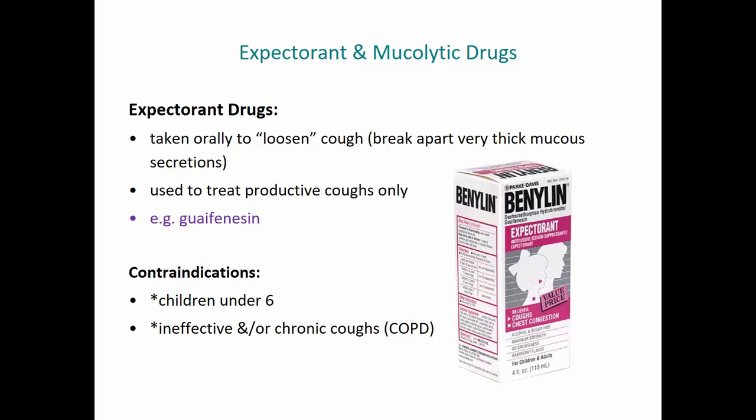The third type of medication that will treat cold symptoms are expectorants. Expectorant drugs are taken orally, and they loosen up the mucus secretions that are in the respiratory passageway and make them more easily expelled. So a person that has a productive cough and lots of mucus and that heavy chest feeling could take an expectorant drug, and that will help them expel some of that mucus. The most common type of expectorant drug over the counter is guaifenesin.